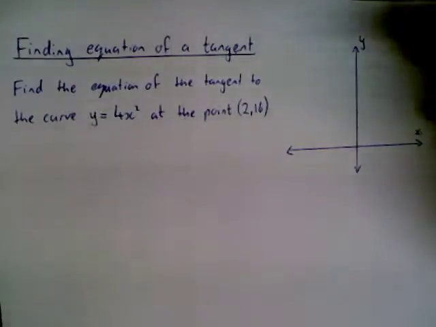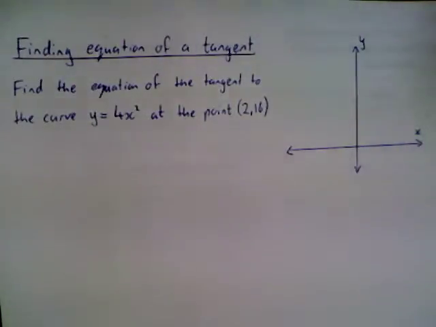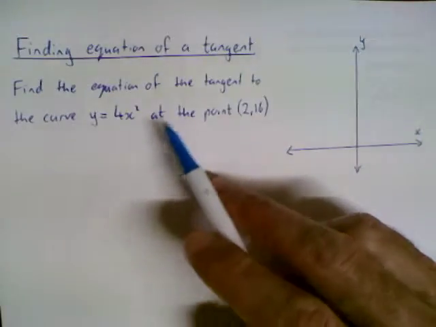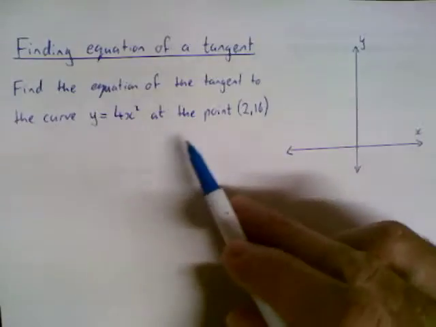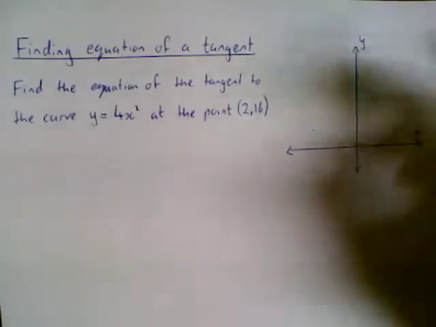Okay, we're going to look at finding the equation of a tangent to a curve. Here's the question: find the equation of the tangent to the curve given by the equation y is equal to 4x squared at the point (2, 16).